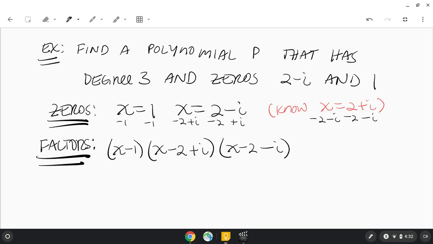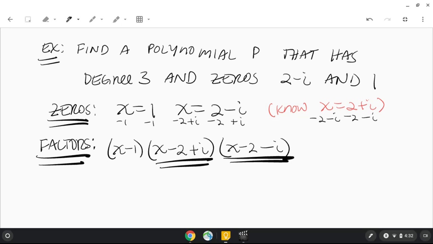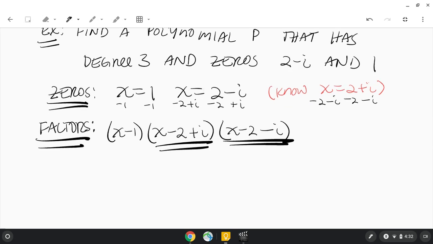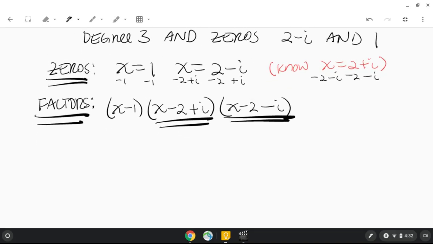So there's another way you can look at multiplying. I would definitely do these two first, multiply these two out together. You can go one term at a time like we did in the previous example. That's fine. I'm going to show you another way to do this.